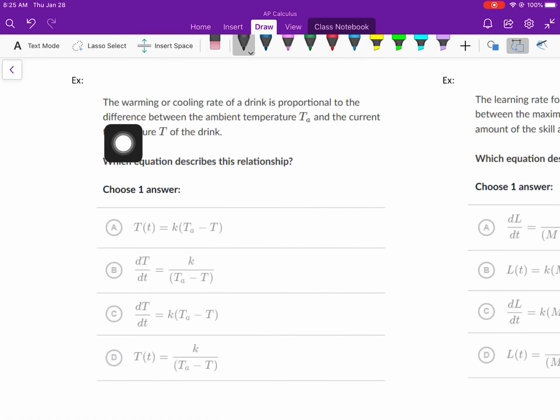The warming or cooling rate of a drink is proportional to the difference between the ambient temperature TA and the current temperature T. So the difference between these two is TA minus T, right? So we're going to be looking for the subtraction. And then it's just proportional, so the constant is going to be on the top. It's not going to be on the bottom. It's not going to be B or D. So it's just proportional, so that constant times the difference. Now realize it's the rate, so be careful there. They're saying that the rate equals this. And that's what makes it the differential equation. So the rate is equal to that.